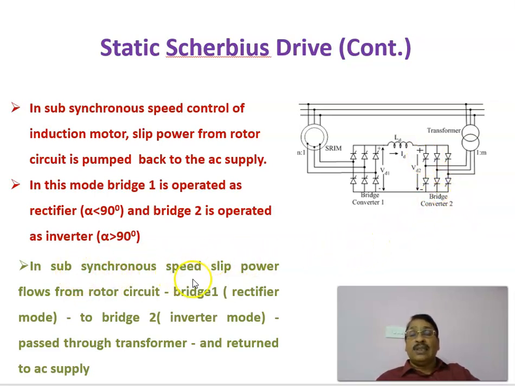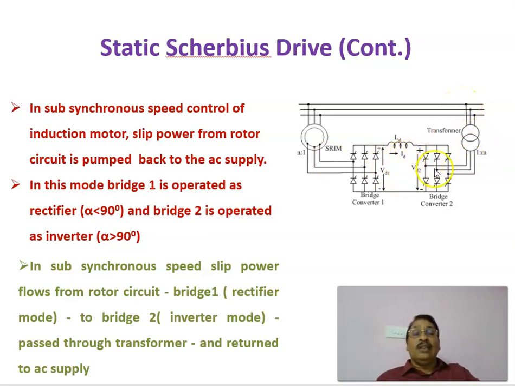Therefore, in subsynchronous speeds, slip power flows from the rotor circuit, then bridge 1 or converter 1 that is working in rectifier mode, to bridge 2 that is working in inverter mode, and that is passed through the transformer to return to the AC supply. The power flow will be in this direction. Power flows in this direction, that is, it is injected into the grid.